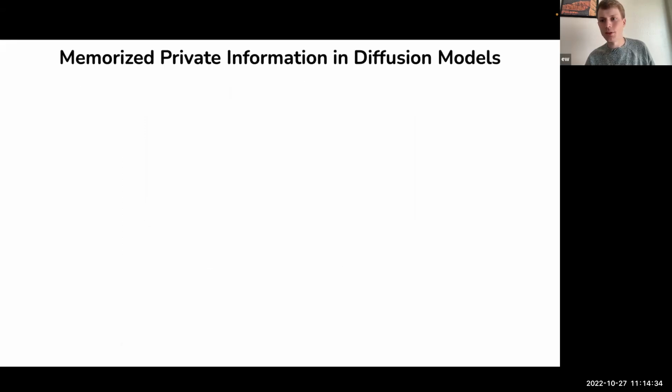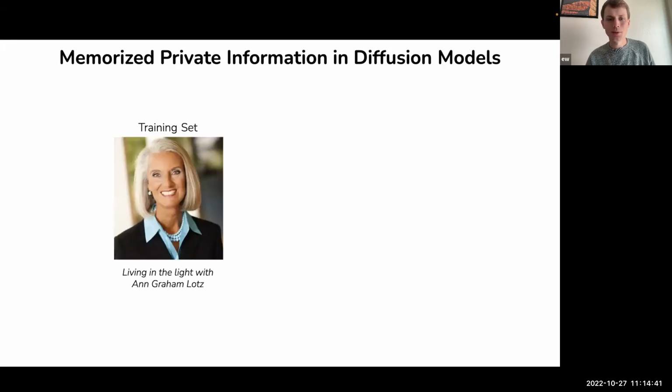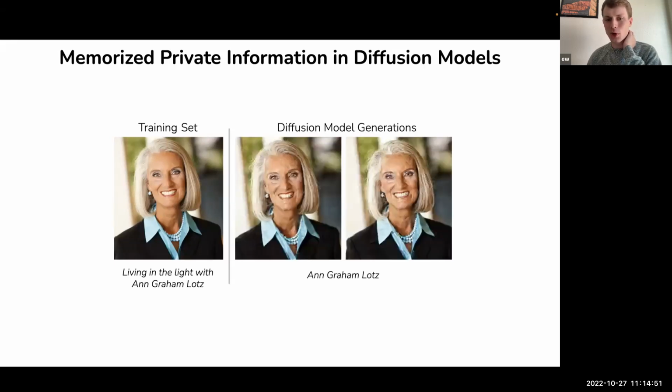A lot of the same ideas could also be applied to, for example, image generative models, which is something we were doing in ongoing work, which shows that, for example, if you might have some training image with a prompt that says "Living in the Light with Anne Graham Lotz" and this woman's face, and then at test time, I prompt the model with something like "Anne Graham Lotz," I might be able to get almost perfect reconstructions of this person's face, just having access to the model at test time.